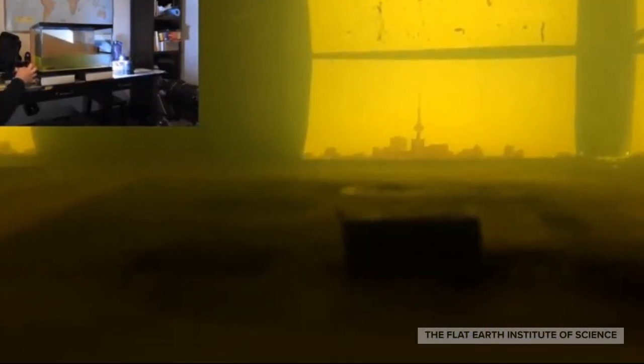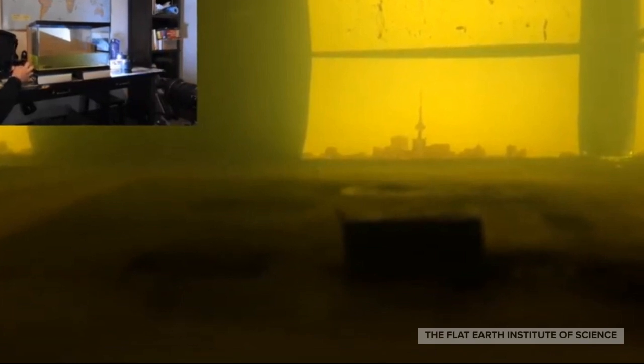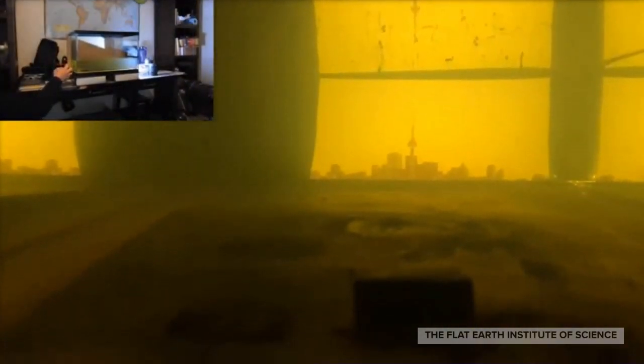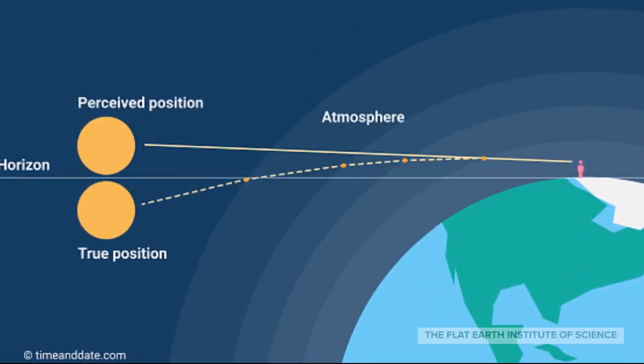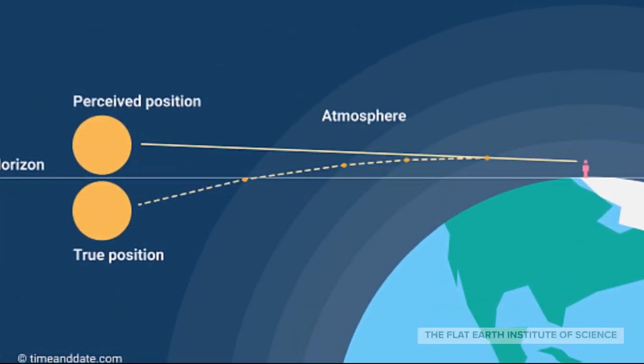Go down, it's compressed. Alright, so did the downward refraction cause the city to appear higher or lower than it actually was? The compression most certainly made it appear lower than it actually was. Sorry, time and date, you guys got it wrong. This supports the flat Earth.